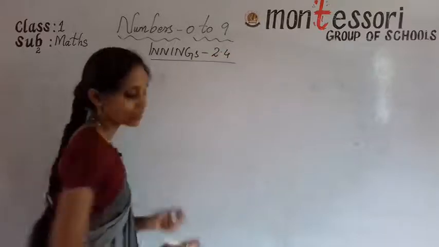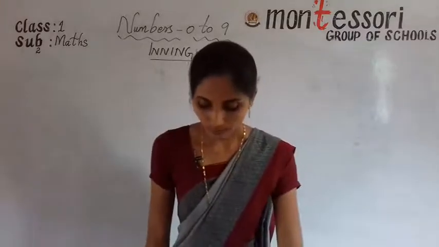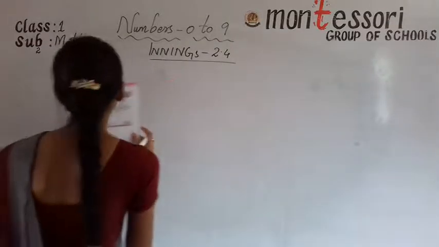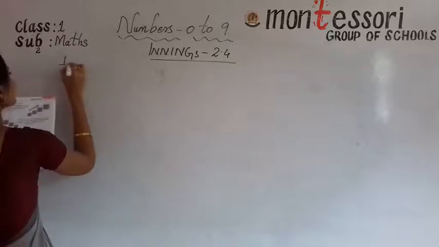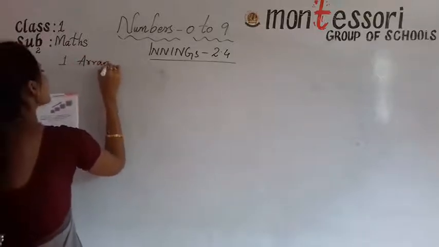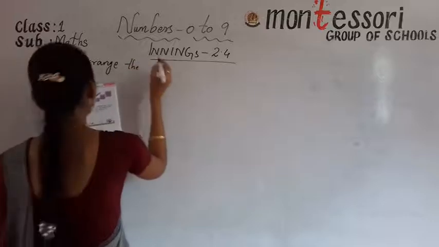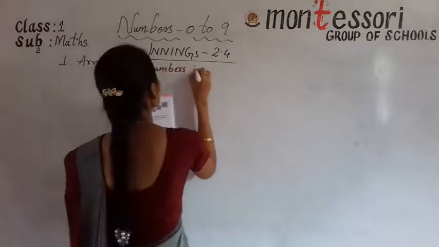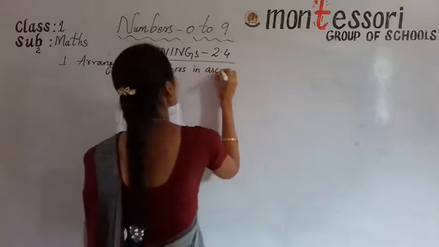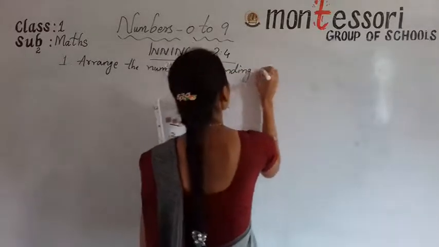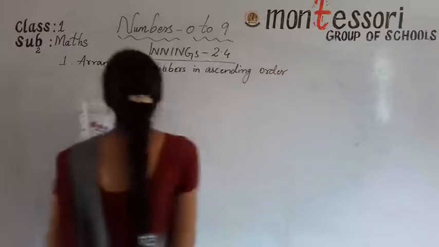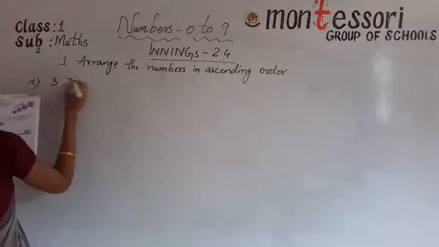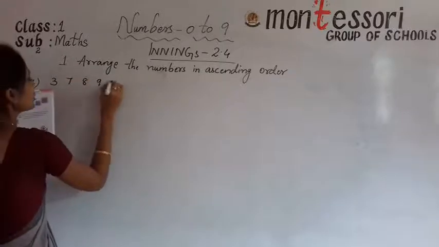Exercise 2.4, page number 17. Arrange the numbers in ascending order. First one is 3, 7, 8, 9, 5.